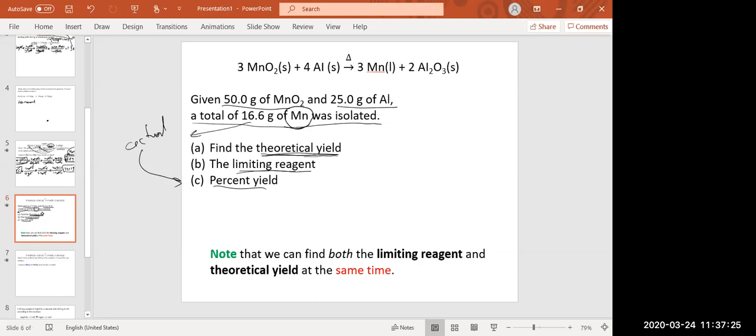Now, sometimes if they didn't mention which product, it's your choice to choose one product for both of them. Don't choose, for example, manganese for aluminum and Al2O3 for MnO2. No, I will choose one product and do it for both of them. But here they specified manganese, so I will keep it for manganese. Okay, now let's look here. What do we have? How will we start?